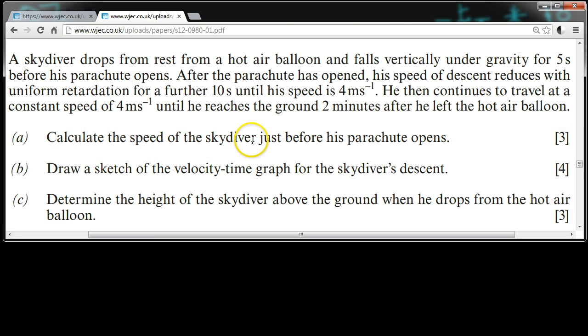Calculate the speed of the skydiver just before his parachute opens. Draw a sketch of the velocity time graph for the skydiver's descent. Determine the height of the skydiver above the ground when he drops from the hot air balloon.